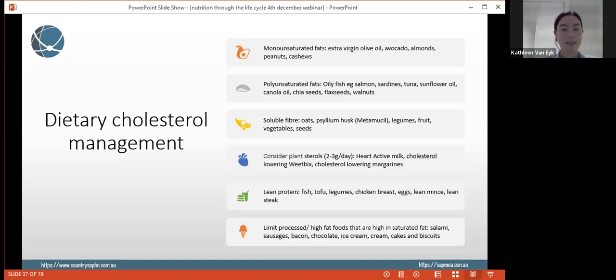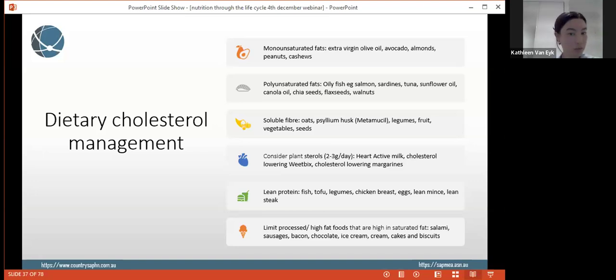We also look at fiber intake, because the fiber helps to absorb the cholesterol before it's absorbed into the body, and helps to lower it that way. So soluble fiber in particular, which is also really good for gut health or for people suffering with constipation, for example.